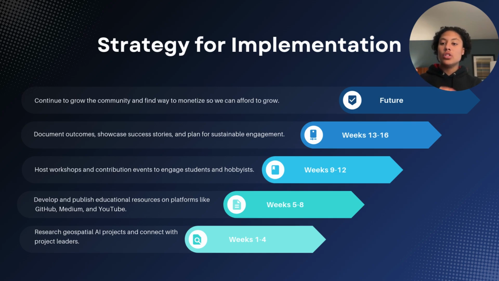And then, weeks 9 to 12, I would want to organize contribution initiatives. So, host workshops, challenges, and collaborative events to get students actively involved. Now, these things could take place on universities, or maybe I could present them to club meetings and things like that. But basically, have myself go into these organizations, say the software development organization at ASU. I could potentially go in and go through a workshop on how to contribute to these specific projects.